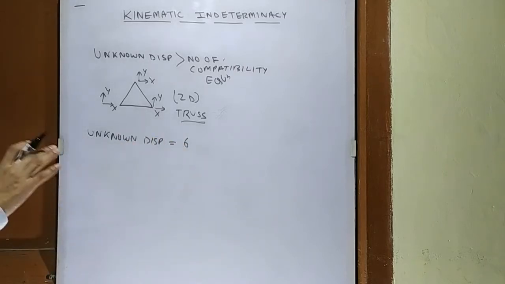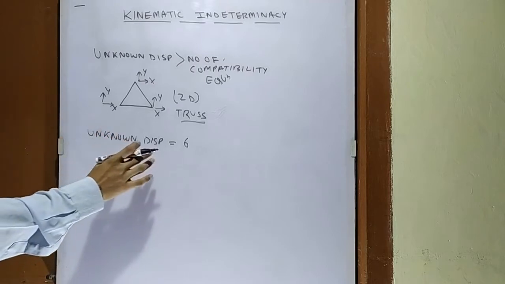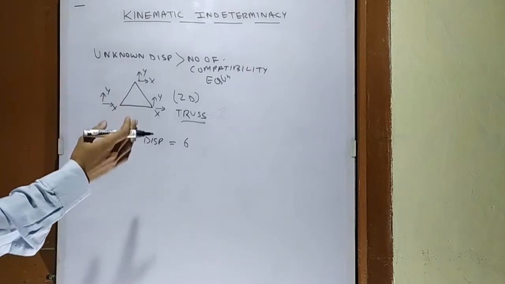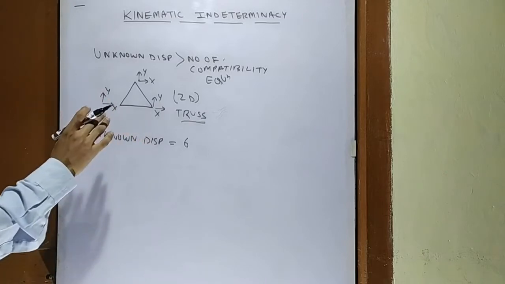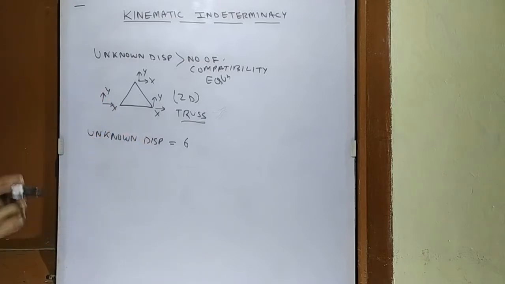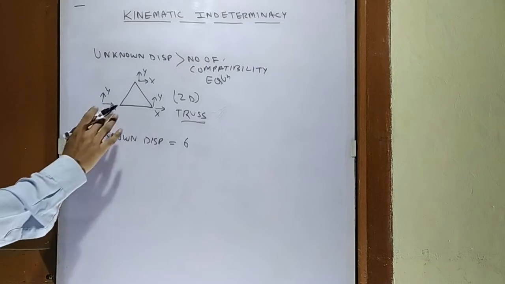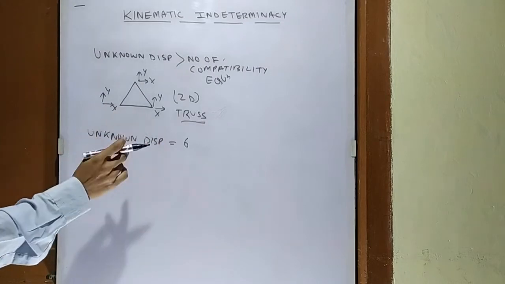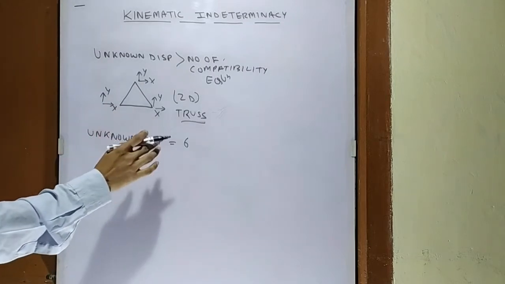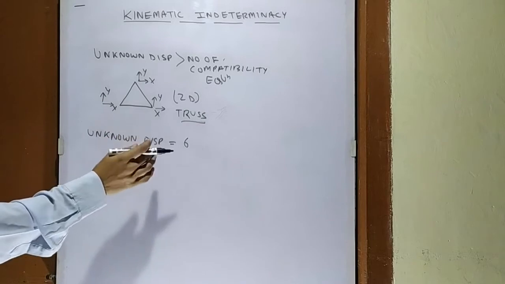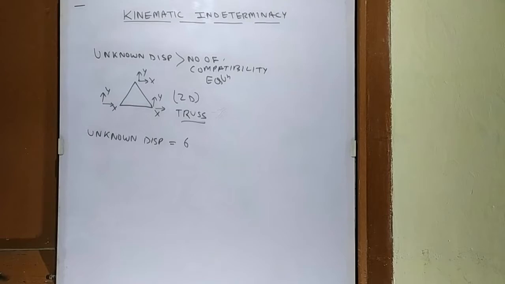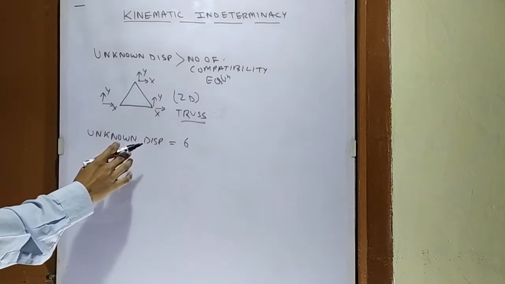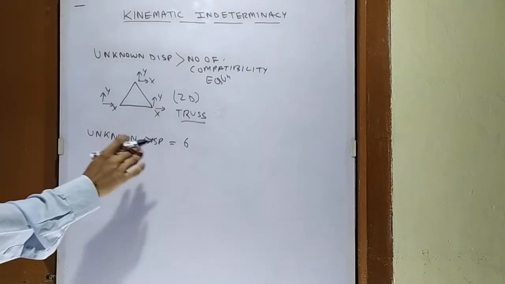Okay, understand, unknown displacement means how many displacements can be available in that structure at each joint. Okay, so in this truss there will be only 6 maximum displacements available, 2 at this joint, 2 at this joint, 2 at this joint. Okay, so this structure has 6 unknown displacements.